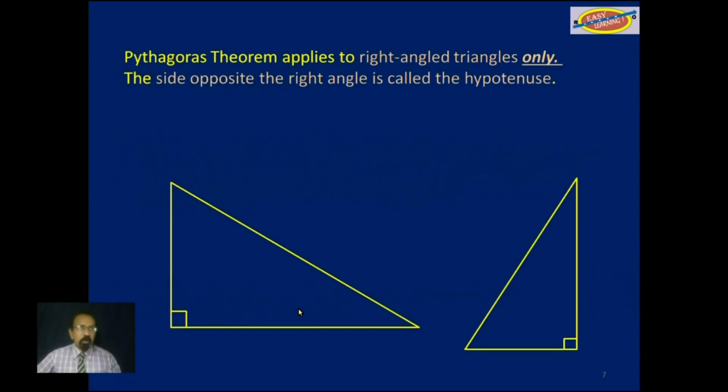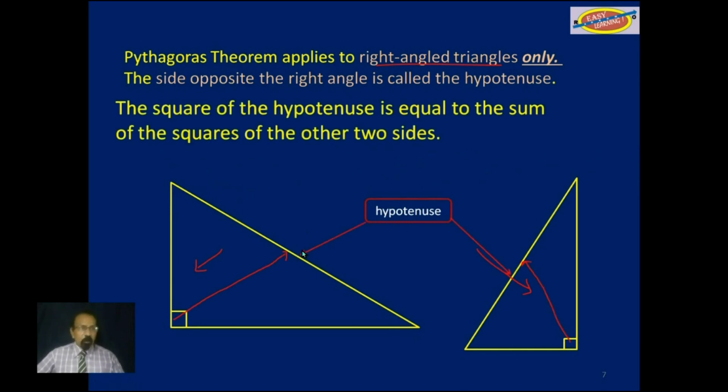Pythagoras Theorem applies to right angle triangles only. If we have a right angle triangle, as in the case of this one here on the left or this one here on the right, the side exactly opposite to the right angle is called the hypotenuse. Pythagoras theorem simply states that the square of the hypotenuse is equal to the sum of the squares of the other two sides.